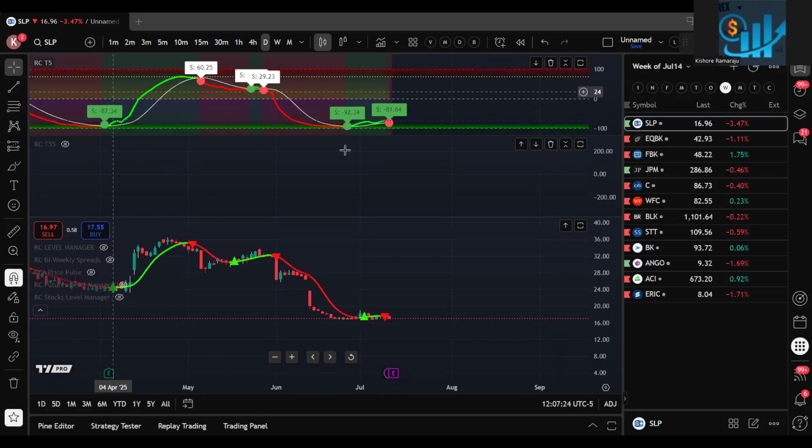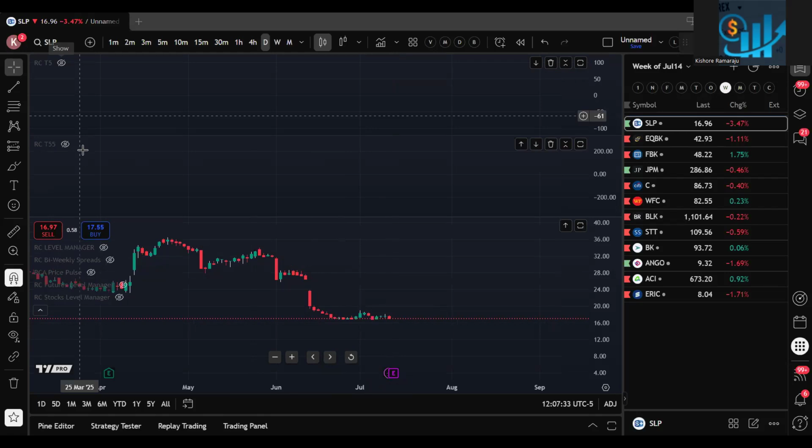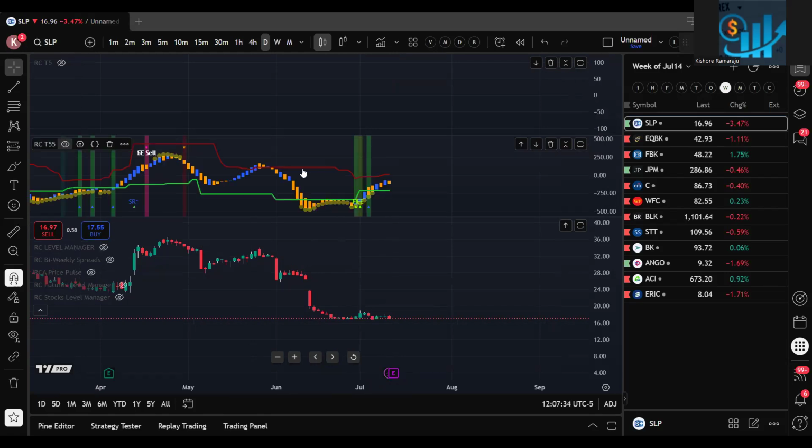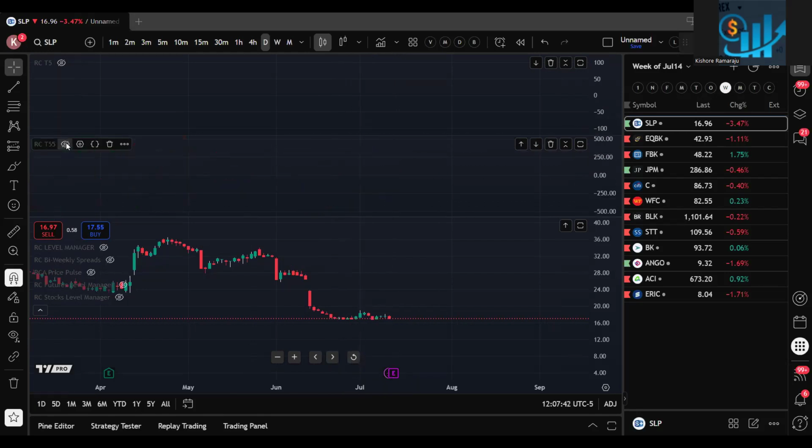So now let's go and look at T5. T5 came all the way to the bottom. It is at the bottom, right? That means it is oversold. T5 is telling it may go up. Now let's go to T55. It came all the way to the bottom. You can see the dots. That means there is a high possibility for price to bounce back.